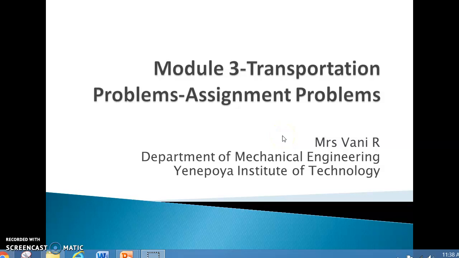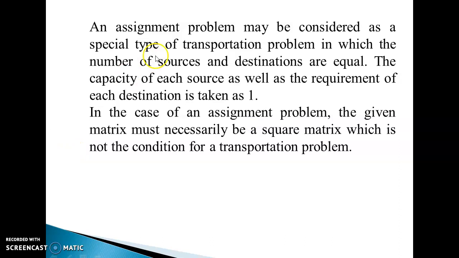Hello, today I am going to explain the assignment problems in transportation problems. Now, what is an assignment problem? An assignment problem may be considered as a special type of transportation problem in which the number of sources and destinations are equal. The capacity of each source as well as the requirement of each destination is taken as 1.